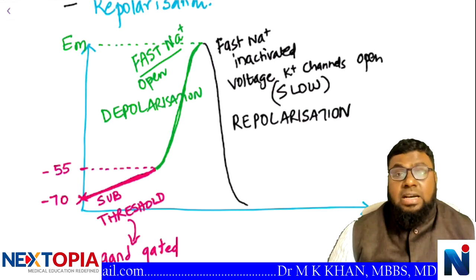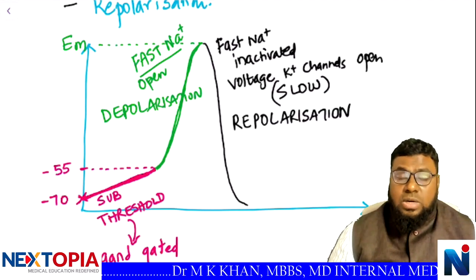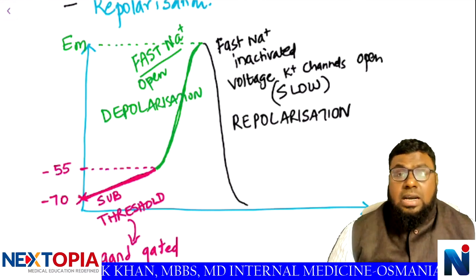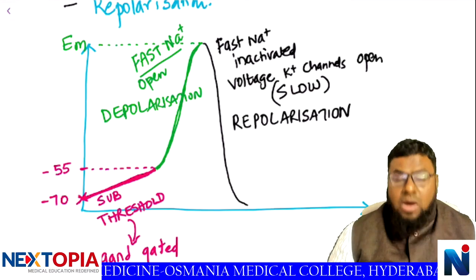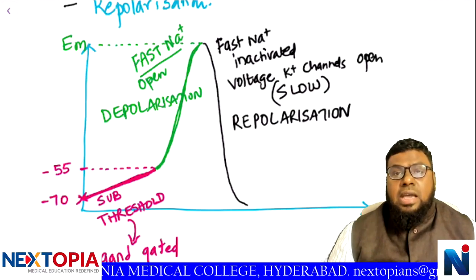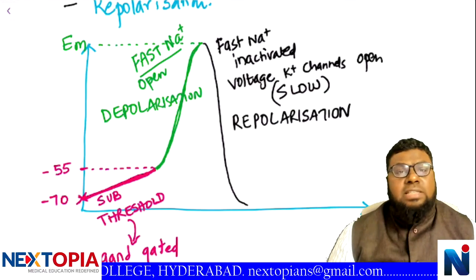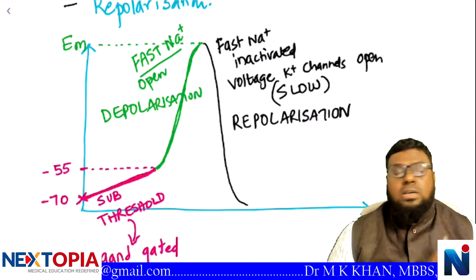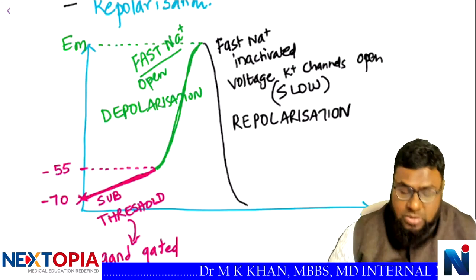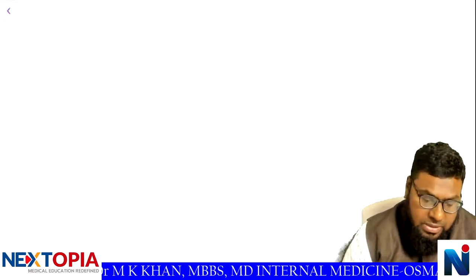Though they are slow, the conductance is high. Conductance means movement of potassium ions. Conductance is very, very high. So the action potential is all or none phenomenon. That is, if the threshold is reached, nobody can stop the action potential. If threshold is not reached, action potential will never occur. This is called as all or none phenomenon.